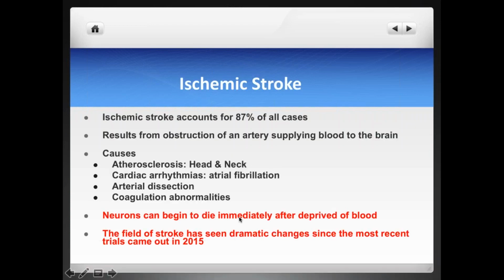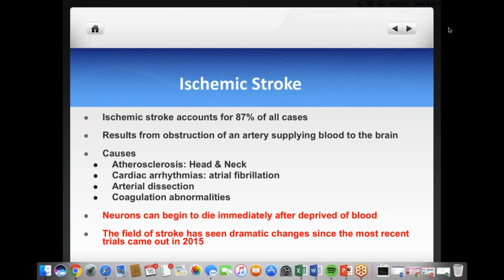So as an introduction, when we talk about a stroke, we know it is a broad term that refers to both hemorrhagic and ischemic, with ischemic stroke being the most common of these two. 87% of cases are ischemic, and for the purpose of this talk, every time we talk about a stroke, we'll be referring to ischemic stroke. We know that it results from an obstruction of an artery that's supplying blood to a part of the brain, with various causes, the big ones being atherosclerosis and cardiac arrhythmias, and then less common causes like arterial dissection and coagulation abnormalities.